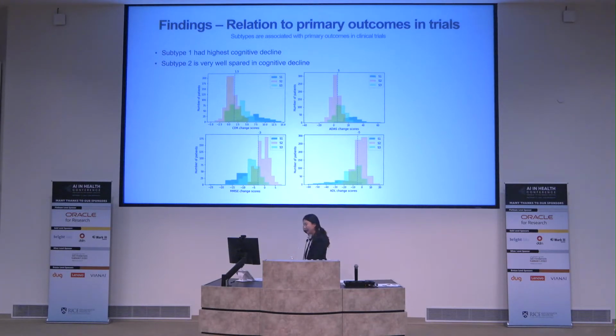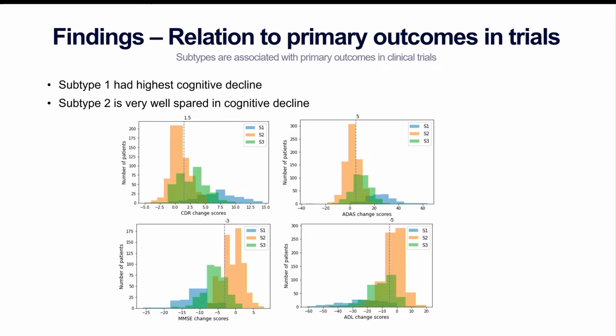The CDL and ADAS-Cog is one of the most widely used primary outcomes in recent clinical trials for Alzheimer's disease. And we are seeing that subtype 1 has the biggest decline in this primary outcome. And actually subtype 2, cluster 2, has pretty much well-spared cognitive decline compared to the others.